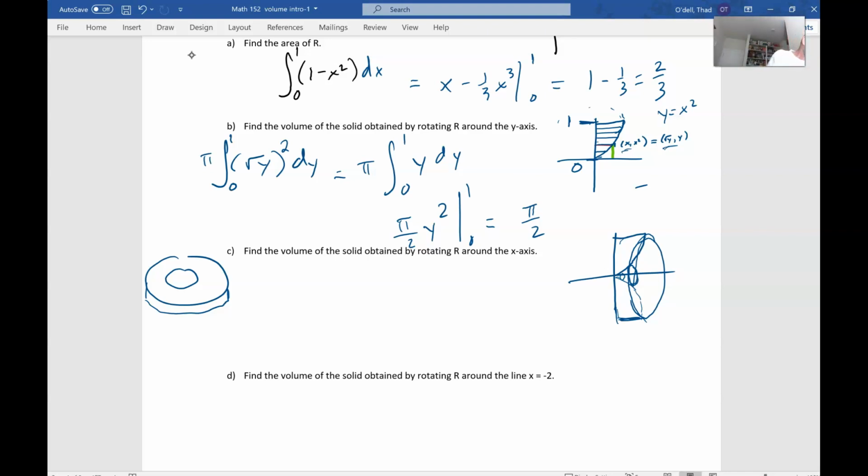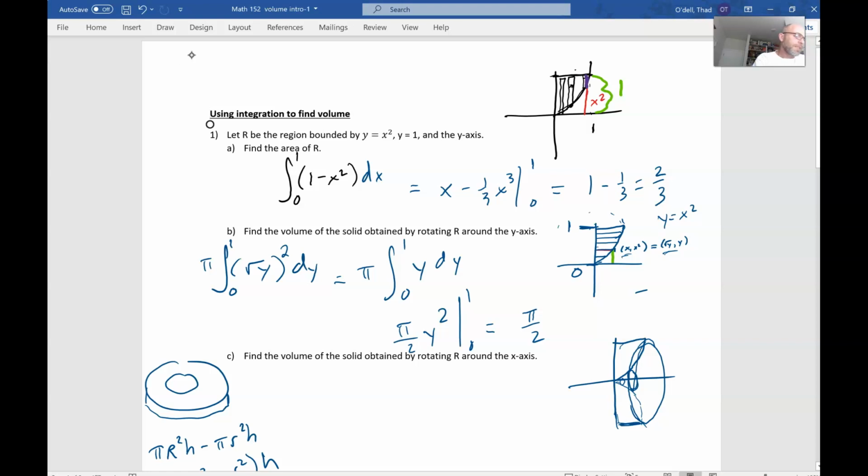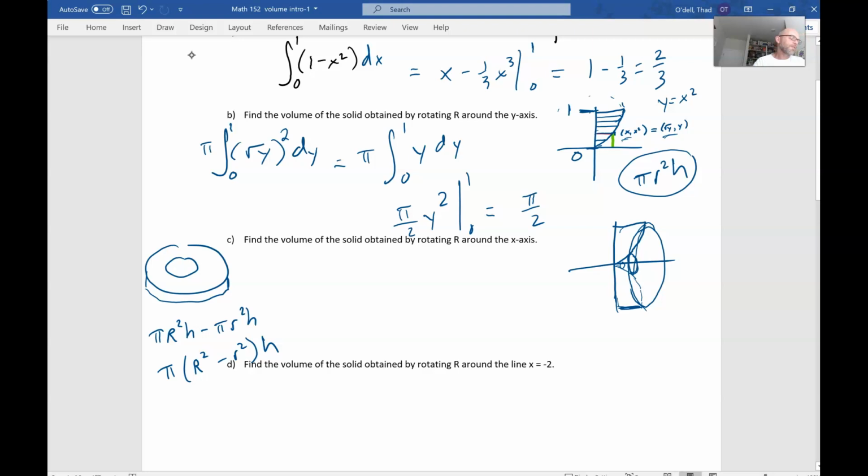So the volume for this thing is going to be pi times some big R squared times height, minus pi times some small r squared times height. And since they both have heights and both have pi's, we could say pi times big R squared minus little r squared, times height. And that's the basic formula we're going to use anytime we're trying to find the volume using washers. Notice this guy I erased, pi r squared times height, that's what we use whenever we're using discs. This is what we're going to use whenever we're using washers.